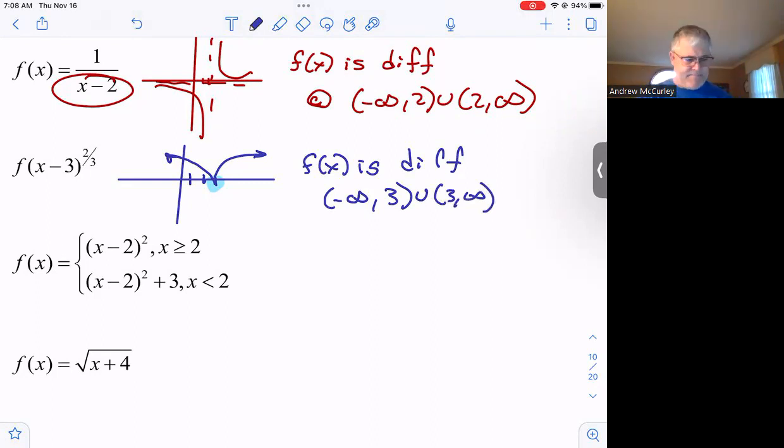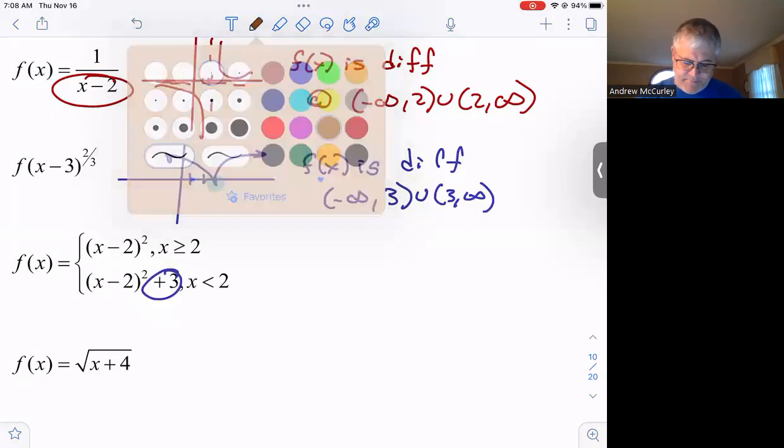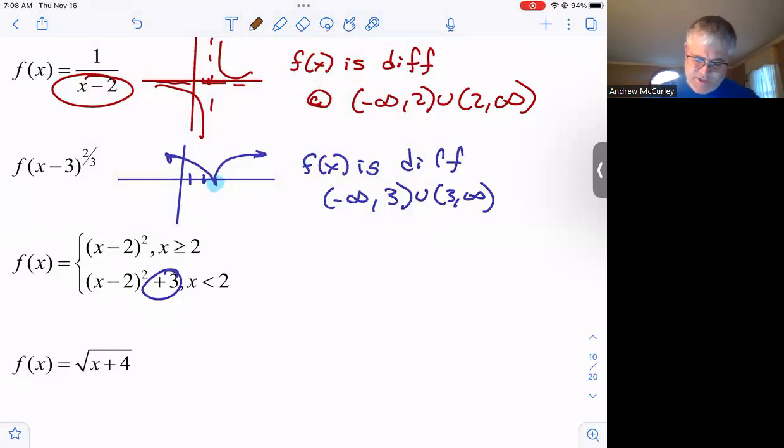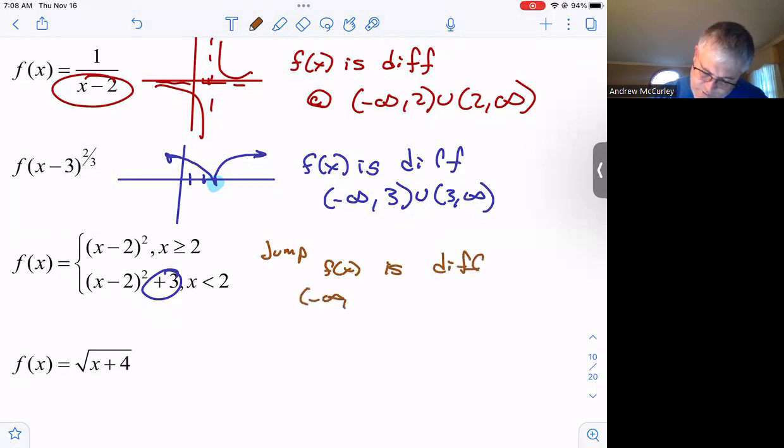All right. The next one is a jump. Without going into it, you can see it's obviously a jump because we raise up 3 after being the same function, but just with a vertical shift on it. So at 2, we would say there's a jump. Let's just say where it is. So f of x is differentiable from negative infinity all the way to 2, right?